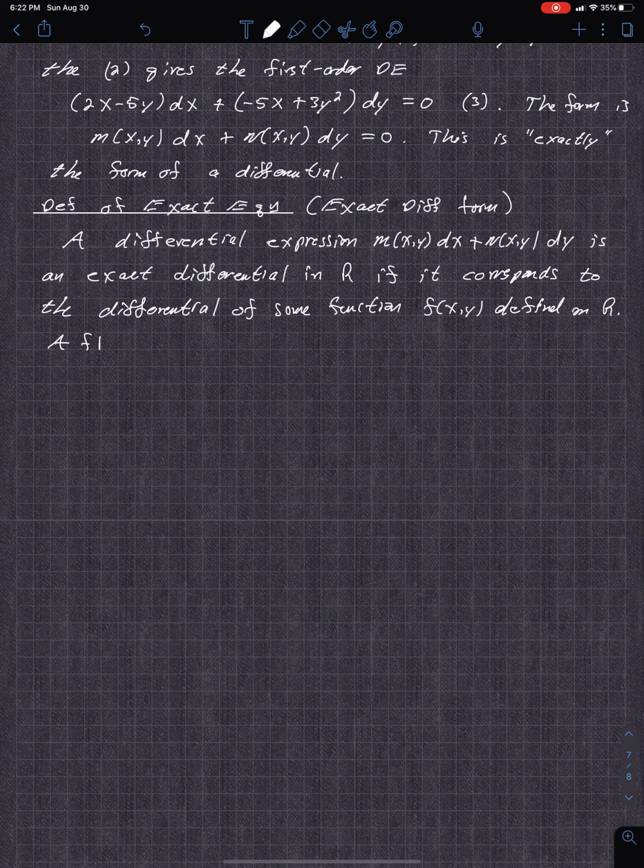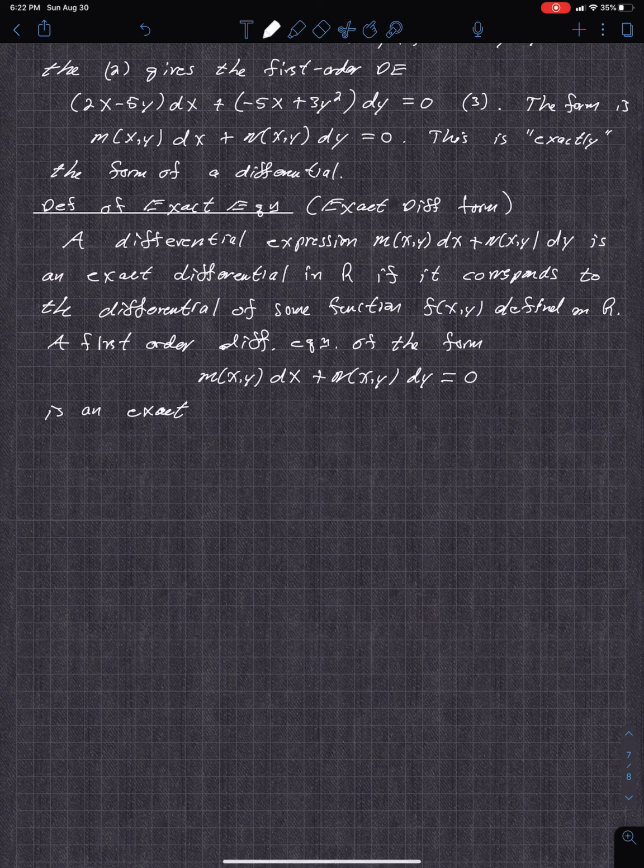So a first order differential equation of the form M(x,y) dx plus N(x,y) dy equal to 0 is an exact equation if the left-hand side is an exact differential. And I'll go ahead and start abbreviating finally.